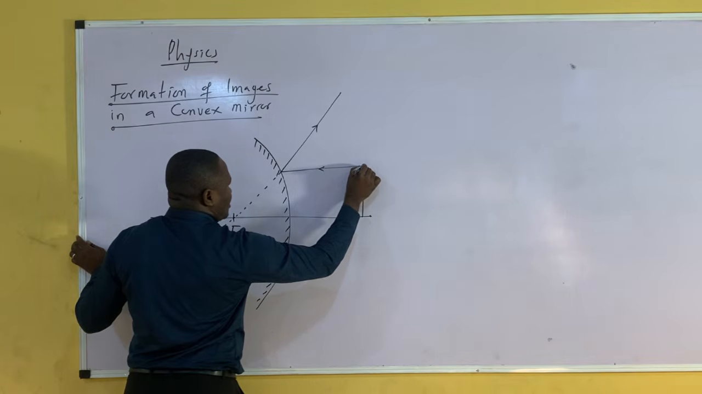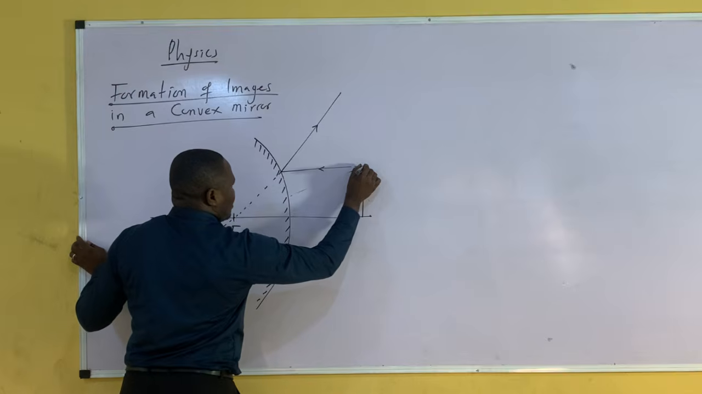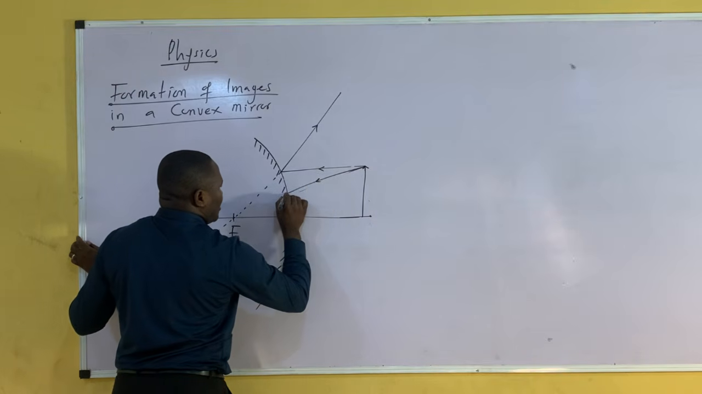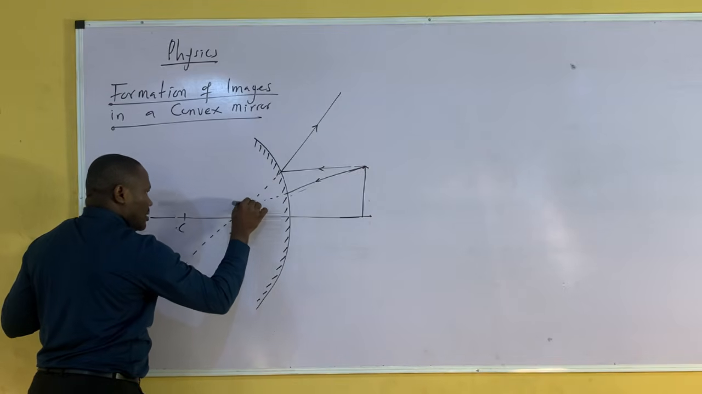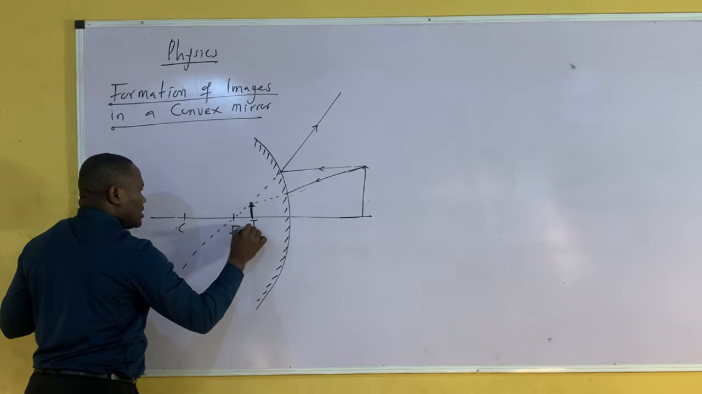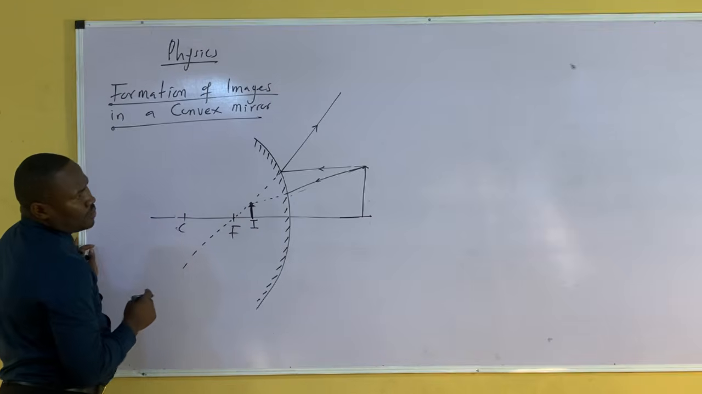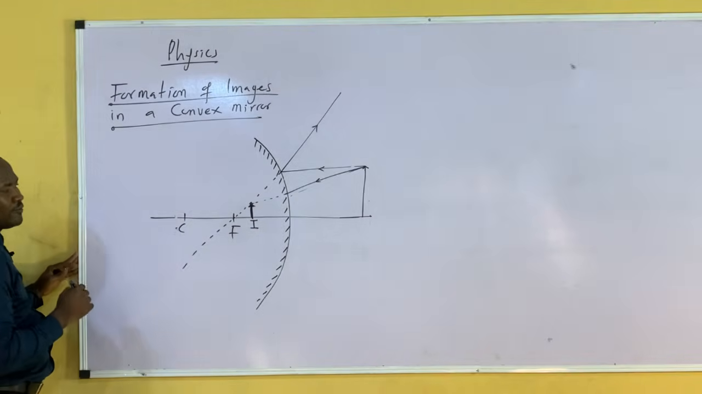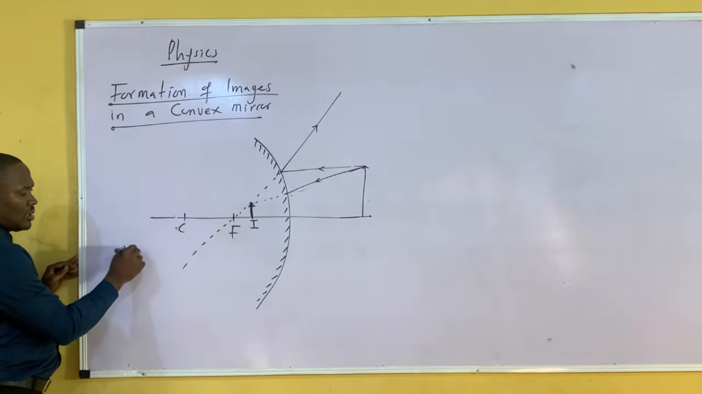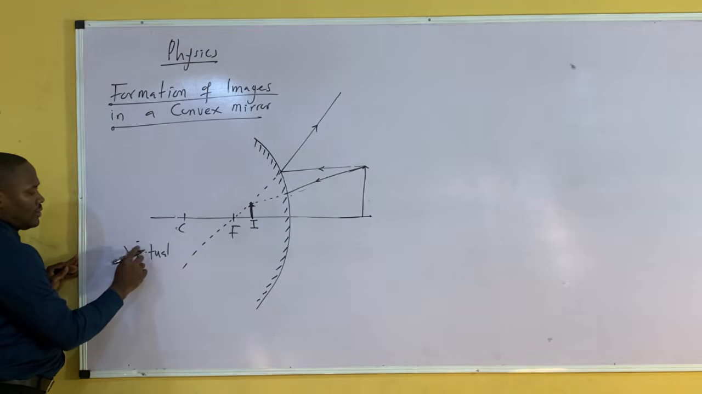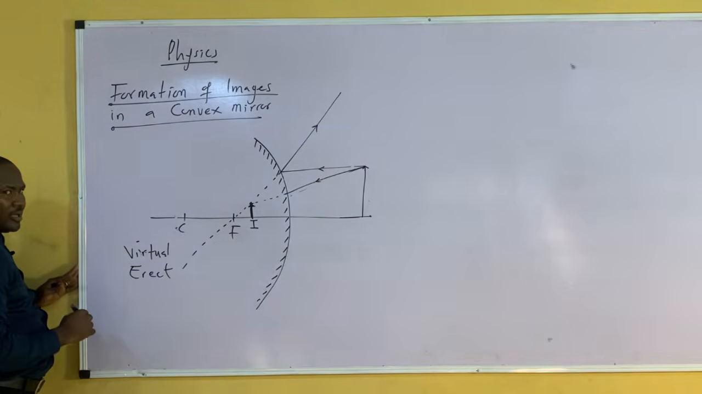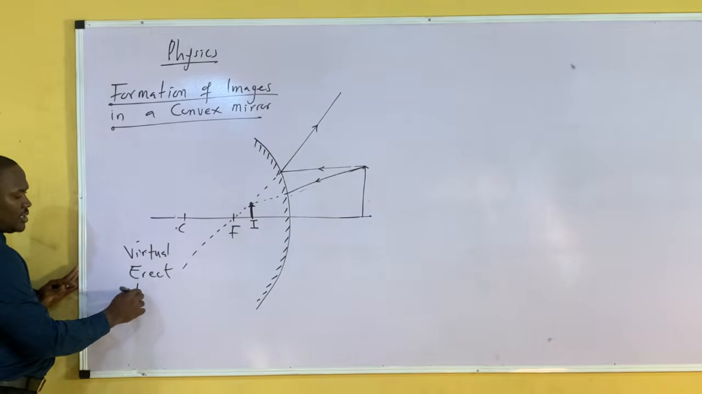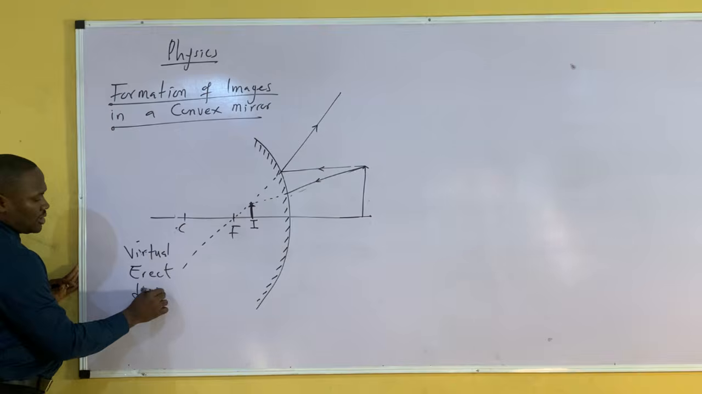Then light from this point comes straight and they meet at this point. Where they meet is where the image is formed. So this is the image formed. Now if you check very well, the nature of the image formed is virtual, it is erect. Remember we said virtual images are erect. Then it is diminished.